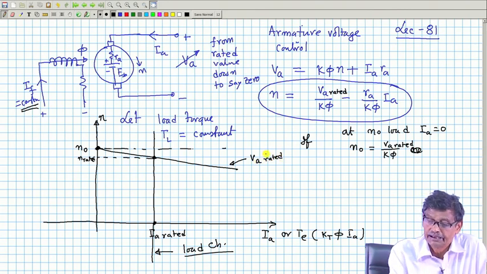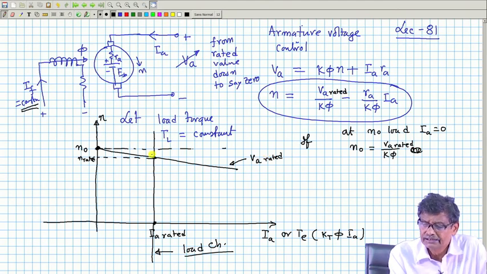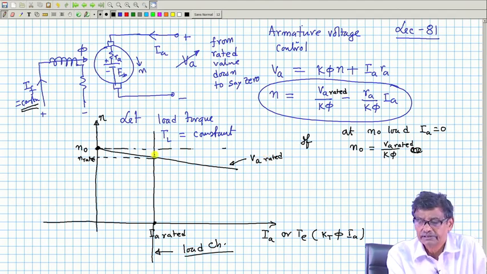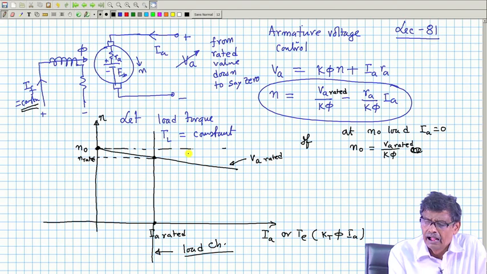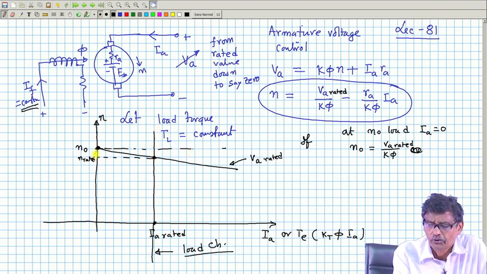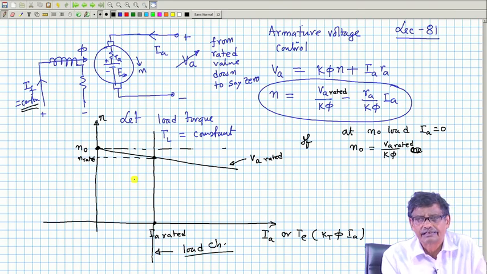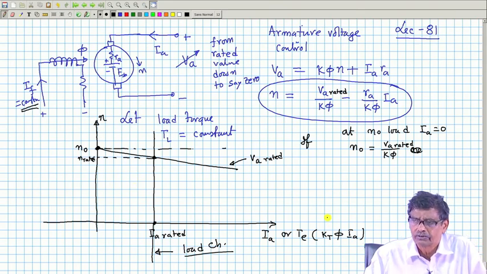Applied voltage is the rated voltage. So, there is a speed regulation. This is not speed control, and this is load torque. So, the operating point will be here, very close to the no load speed, slightly less than that. Maybe speed regulation is within 5% or so with respect to this no load speed.